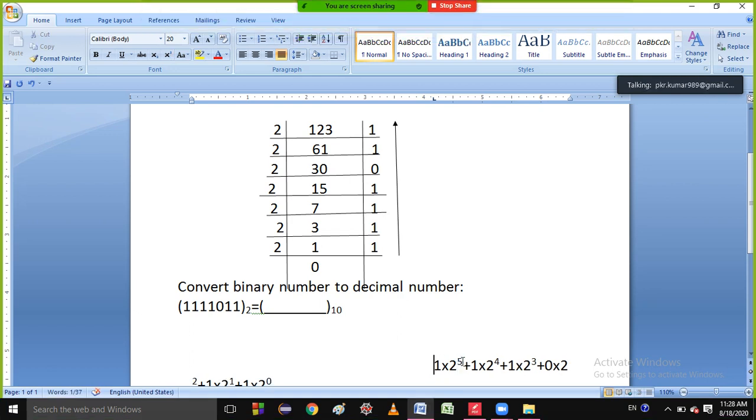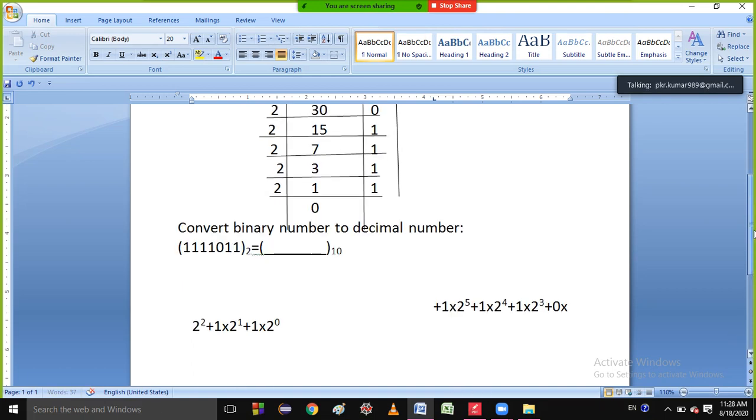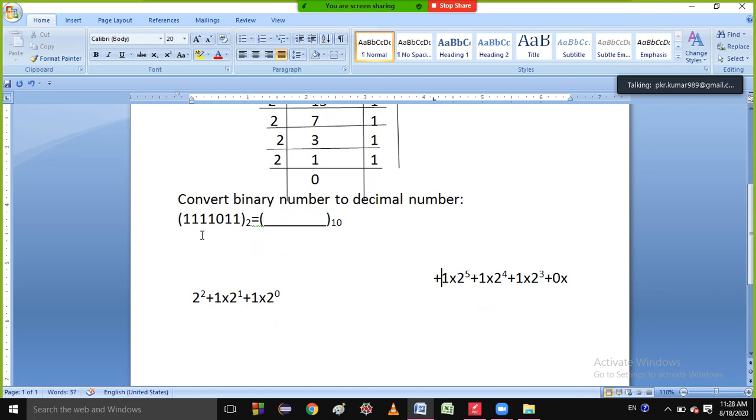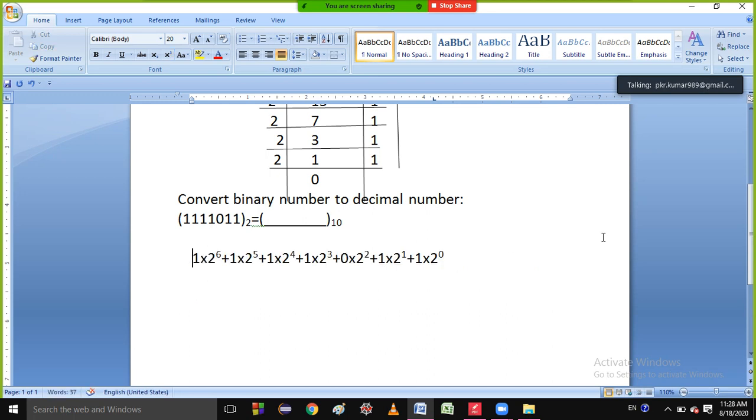Then plus, how many times will we multiply it? Just check this number. After 0 there are four 1s. So after 0: 1, 2, 3. Then again 1 remains. 1 multiply 2 power 6. So are you getting it or not? Students, are you getting it or not?